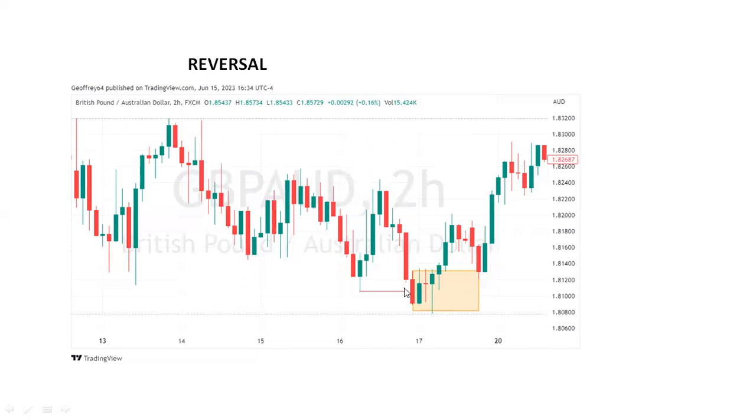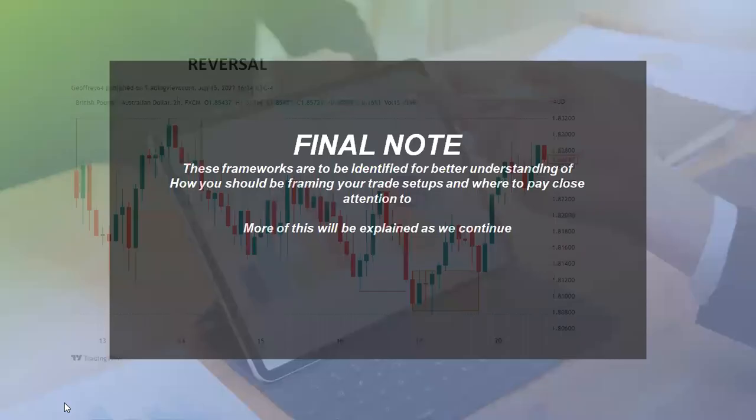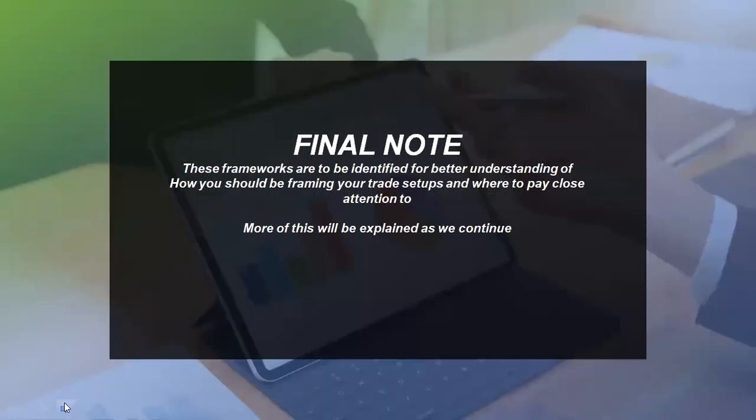So what do you do with this information? You want to look for reversals at areas where the market has shown willingness to take out liquidity pools and then reverse price to the opposite direction, right? We'll be talking more about this as we continue. These frameworks are to be identified for a better understanding of how you should be framing your trade setups and where to pay close attention. More of this will be explained as we continue.